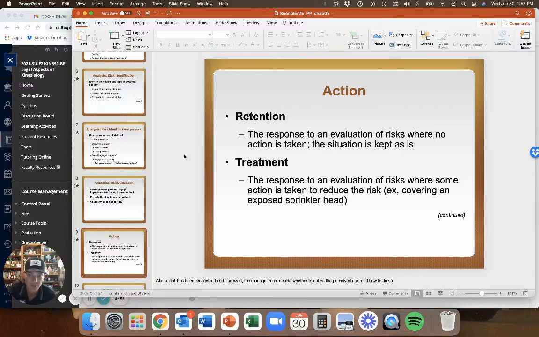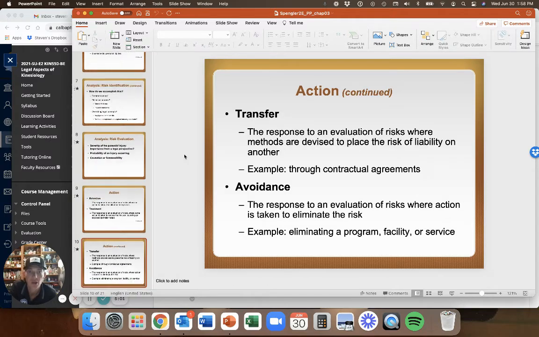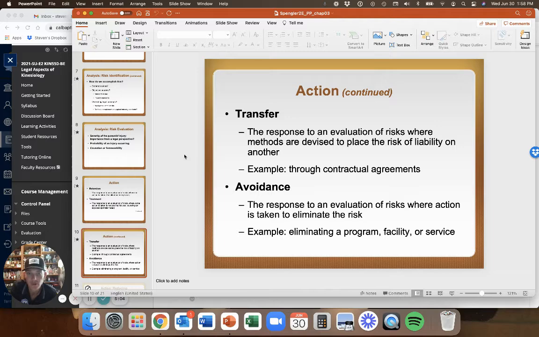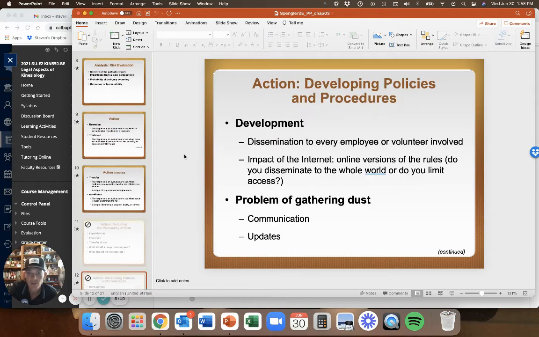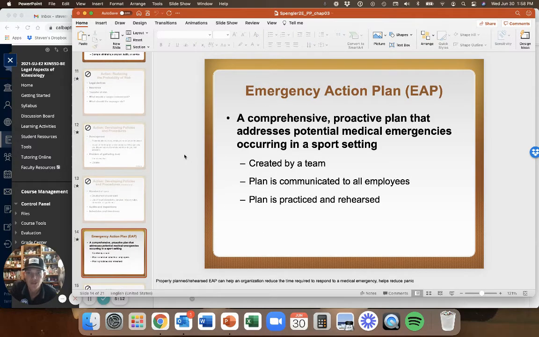So here's the first slide on action. You look at retention and then treatment. So the text kind of covers these two topics, then transfer and then avoidance. Ultimately, what it comes down to is you have to come up with a plan. So I'm going to skip through some of these slides and just get right to the EAP, which is the Emergency Action Plan.